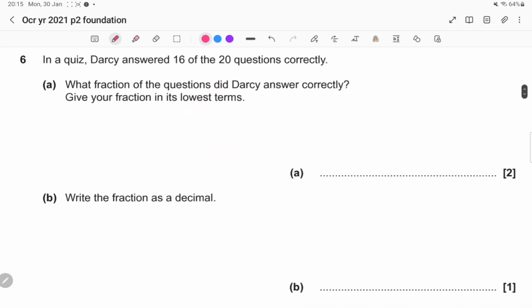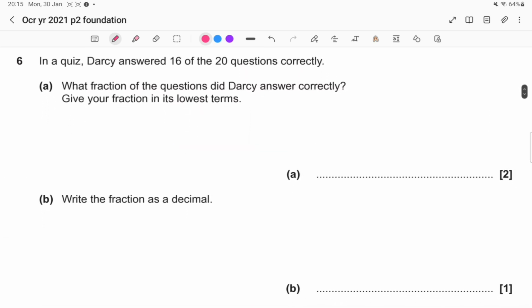Next question, in a quiz, Darcy answered 16 of the 20 questions correctly. What fraction of the questions did Darcy answer correctly? Give your fraction in its lowest terms, very important, that's why you have 2 marks. So 16 divided by 20. We keep dividing until we can't divide exactly anymore. So we can divide by 2. We will have 8. We divide by 2 over here as well. We keep on dividing by 2. So this one would be 4. This one would be 5. So my answer will be 4 over 5.